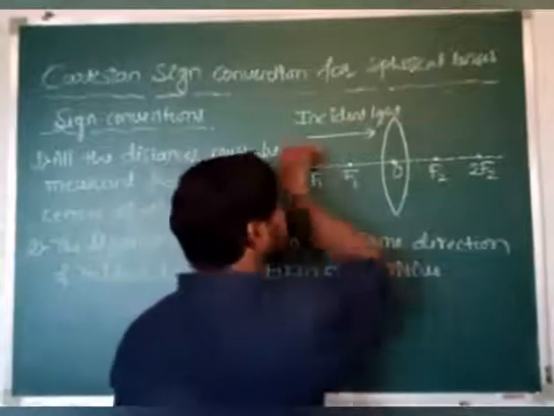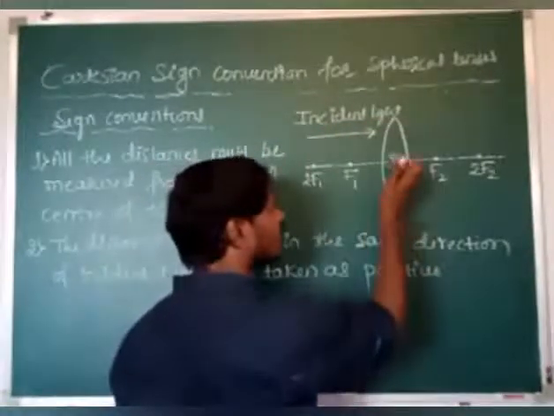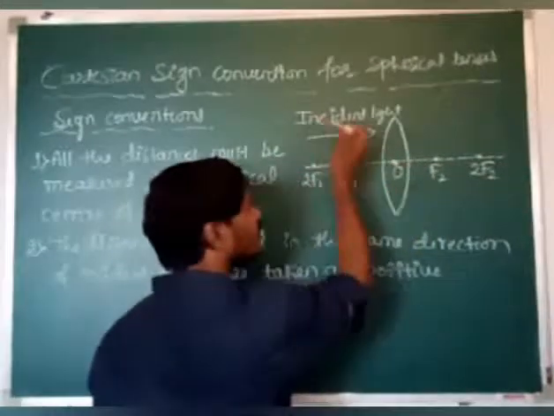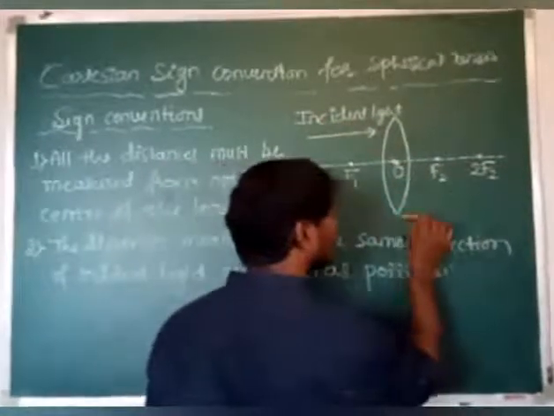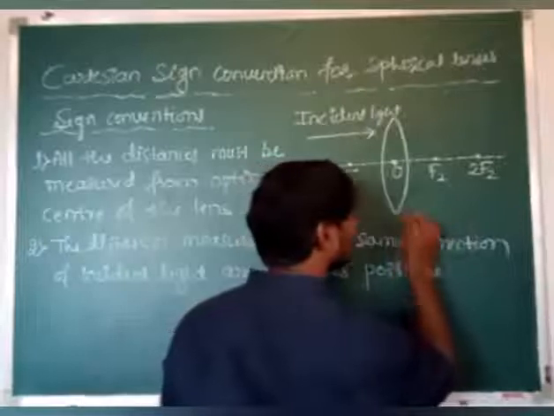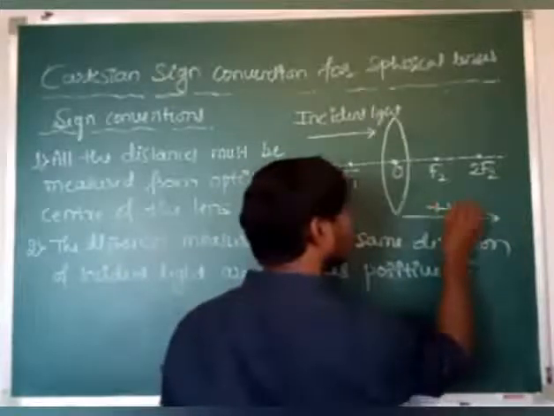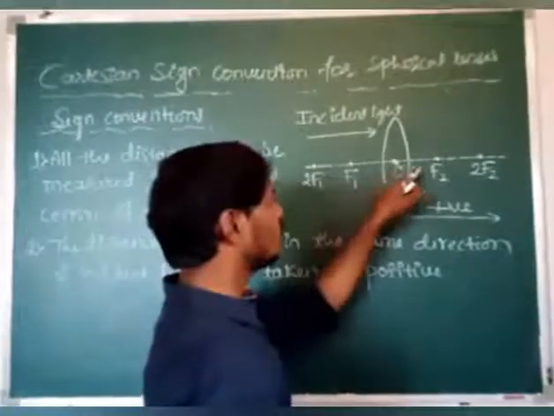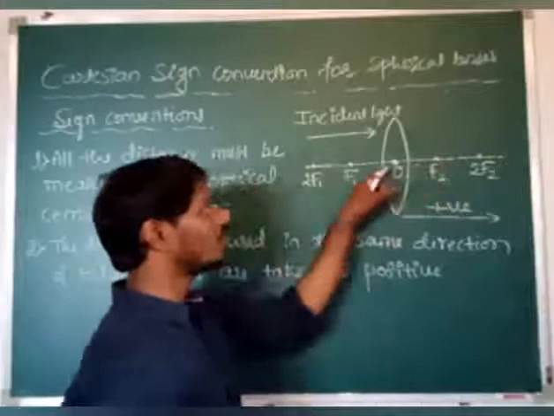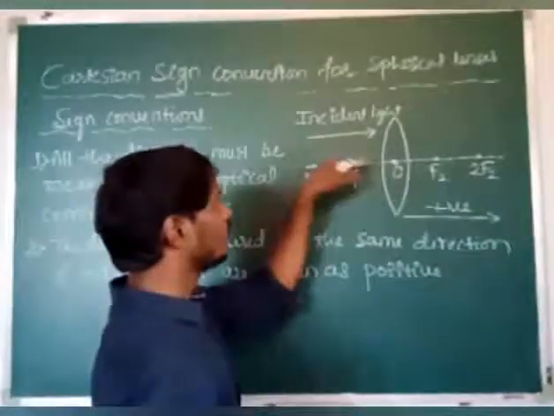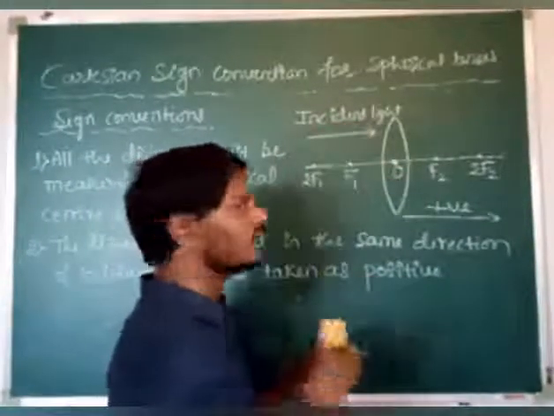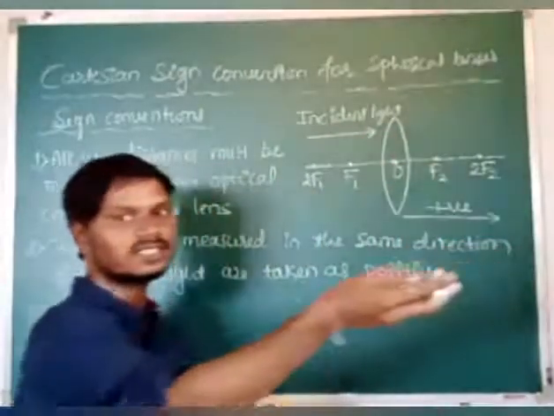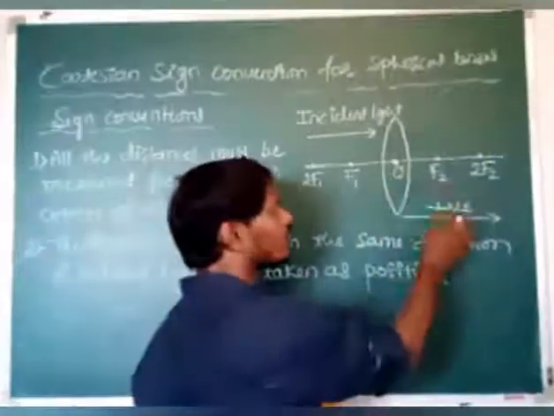See here, this is the direction of incident light. If we measure the distance in the direction of incident light from the optical center, it is taken as positive. For example, if we measure the distance of f2 from O, that is in the direction of incident light. Incident light is in the forward direction, and O to f2 is also in the forward direction, so OF2 is taken as positive.